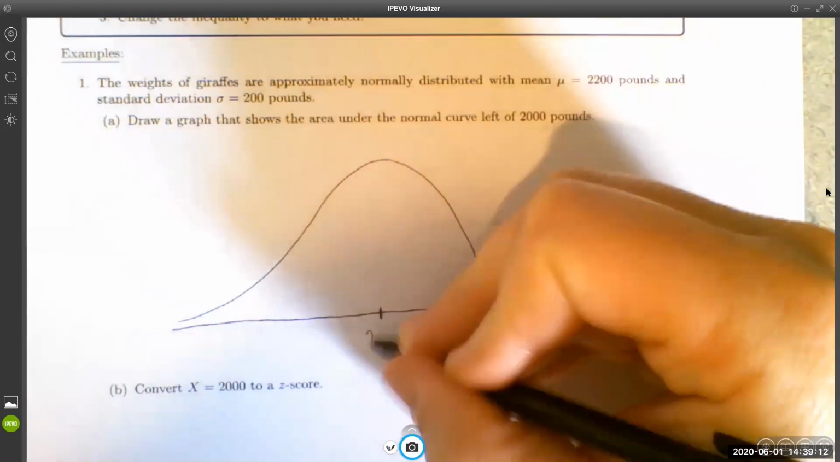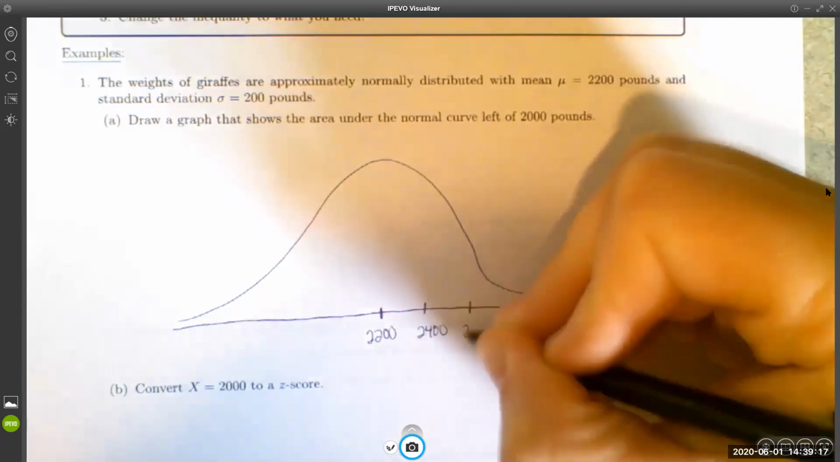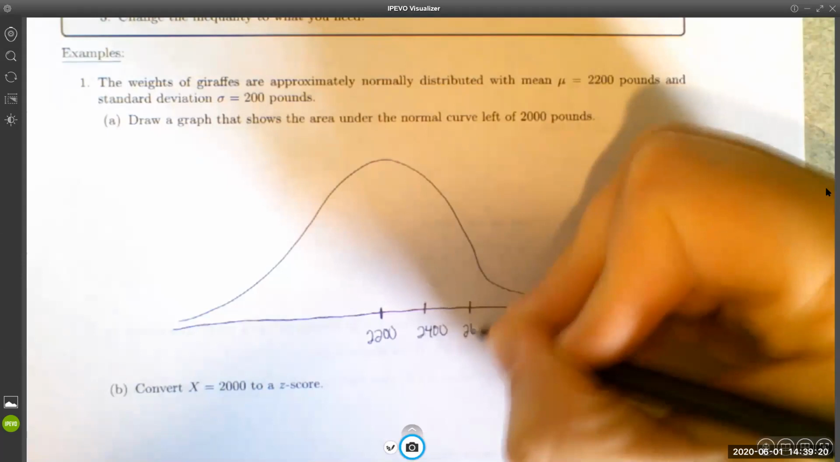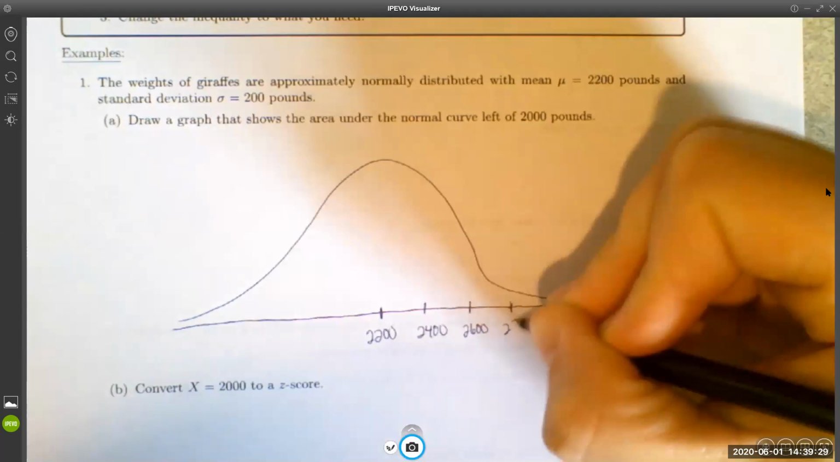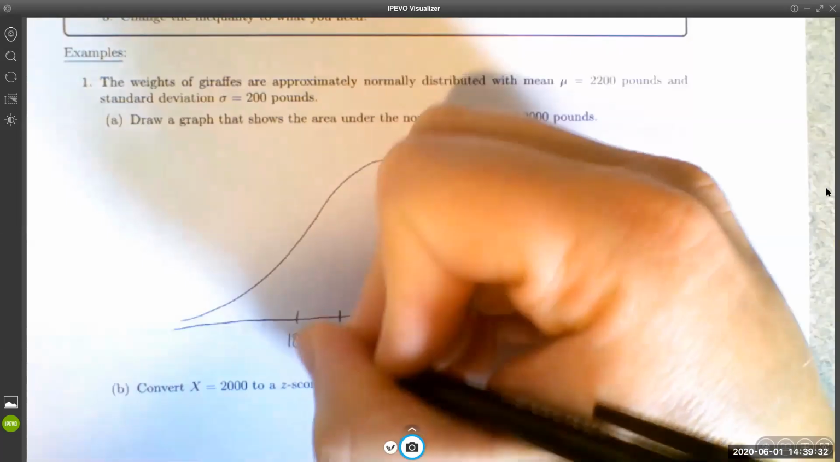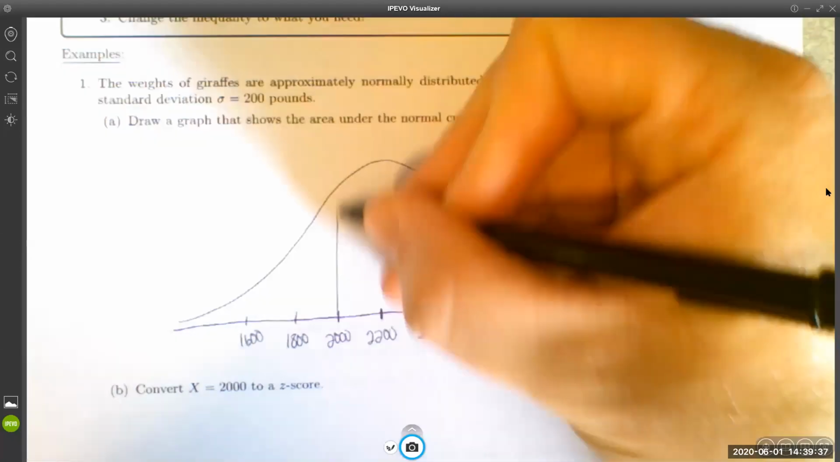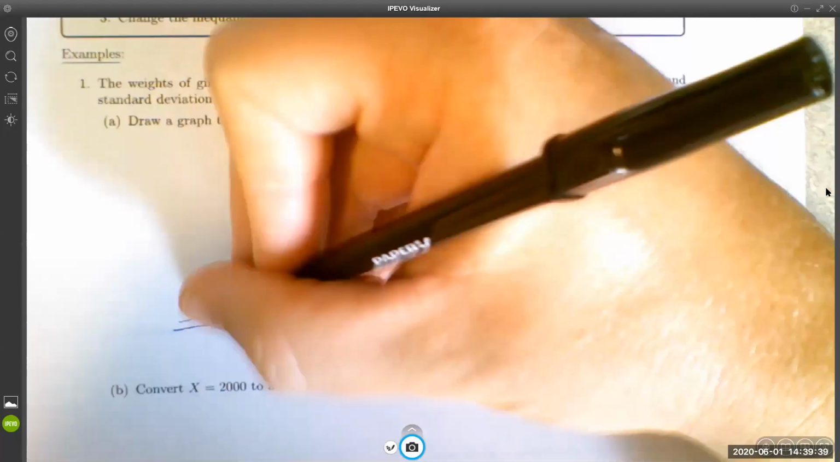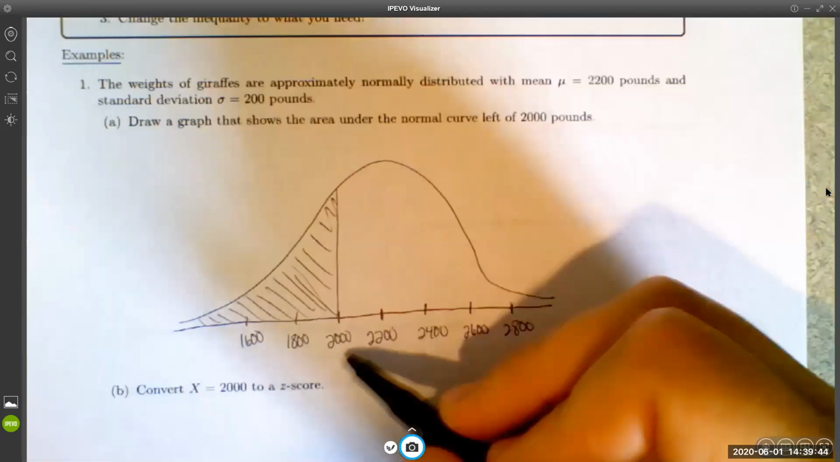But anyway, here's the mean. 1 standard deviation above, 2 above, 3 above, and then 3 below. And we want the area to the left of 2,000 pounds. So that would be this area right here. Now, you'll notice that 2,000 pounds happens to be exactly 1 standard deviation below the mean.